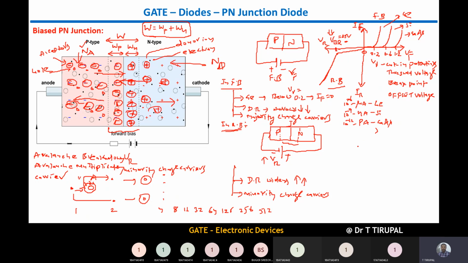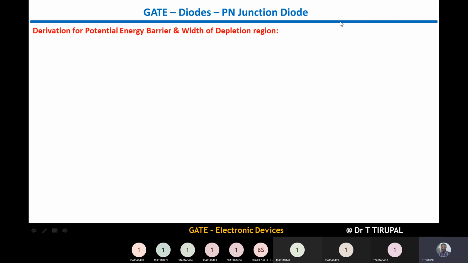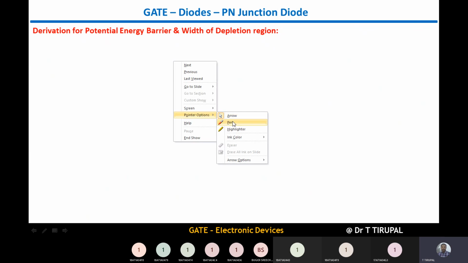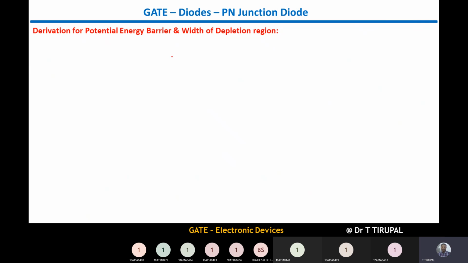The relation is like this. Charge on P side is equal to charge on N side. Always do remember that. I can write this as charge on P side is equal to charge on N side. I will go with another slide here. Very important derivation here: charge on P side is equal to charge on N side.